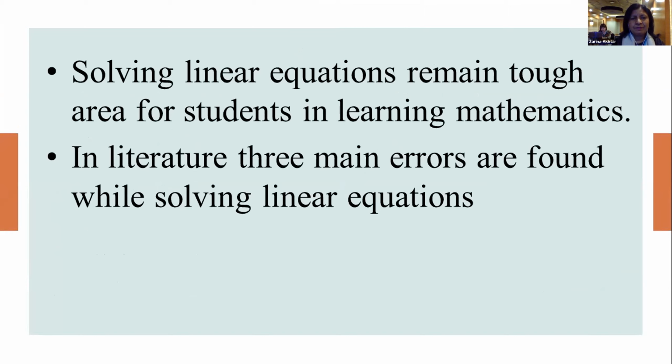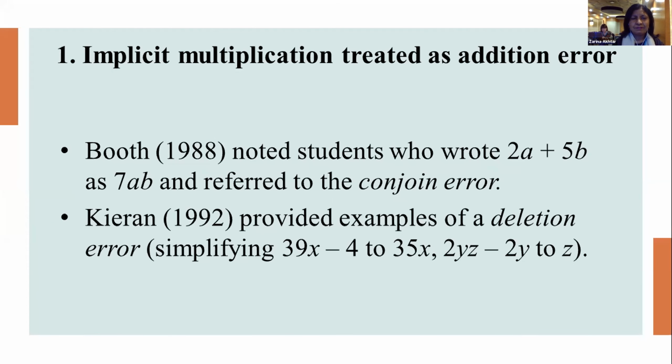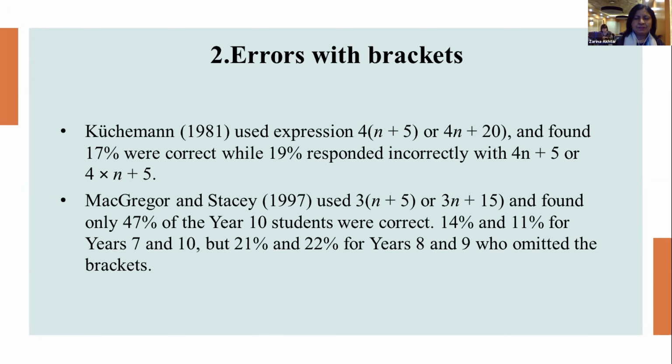Before planning my research, the perception was that solving linear equations is a tough area for students in learning mathematics. The literature found three main errors students make while solving linear equations. The first was implicit multiplication treated as addition, noted by Booth, who referred to it as a conjoined error. Karen also has examples, and she denoted it as a deletion error, like while simplifying equations. For example, 39x minus 4 to 35x, where they ignore the variables. And 2yz minus 2y, taken from their studies.